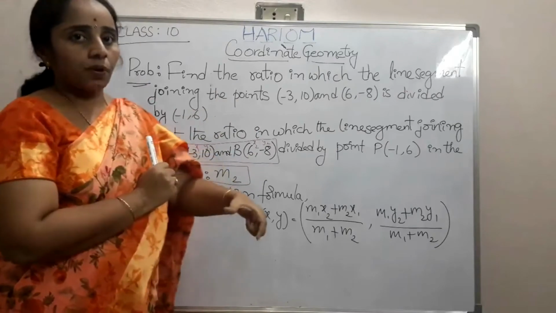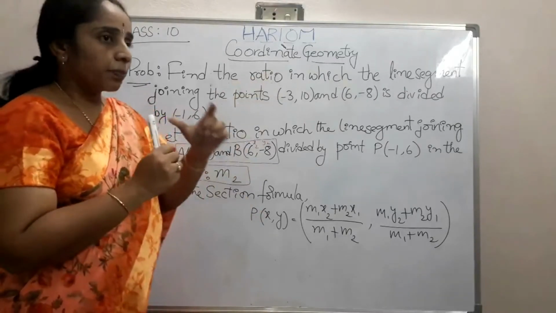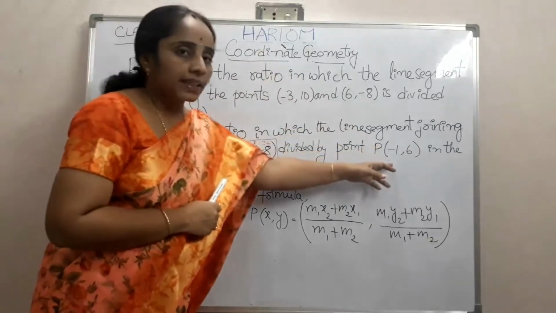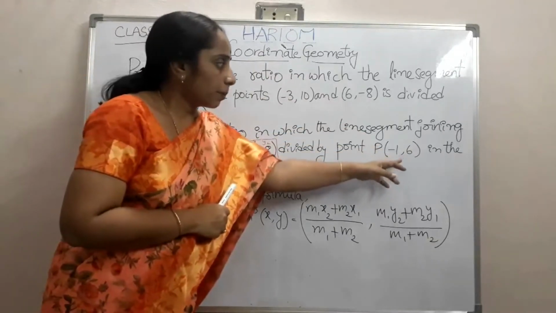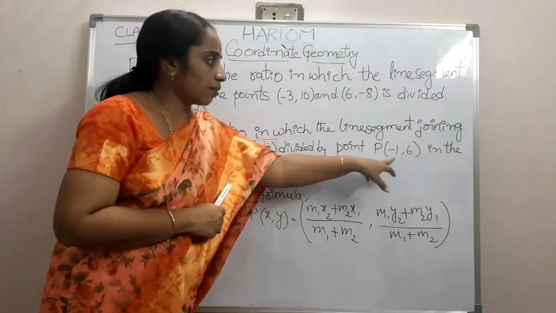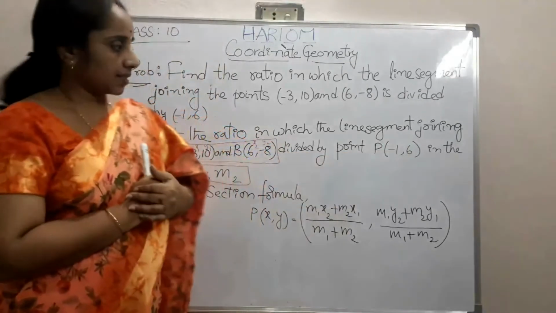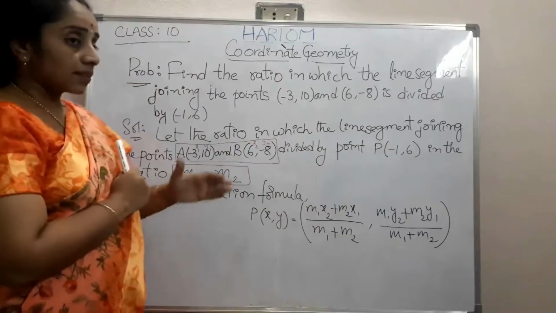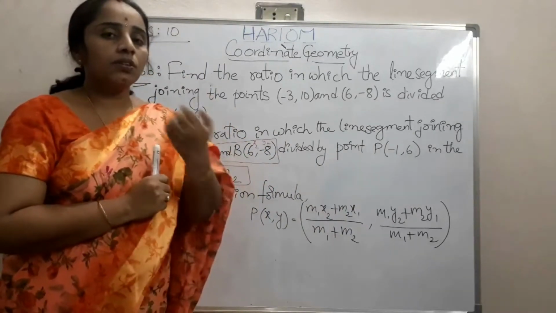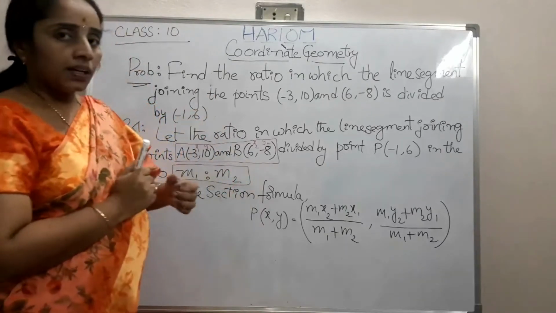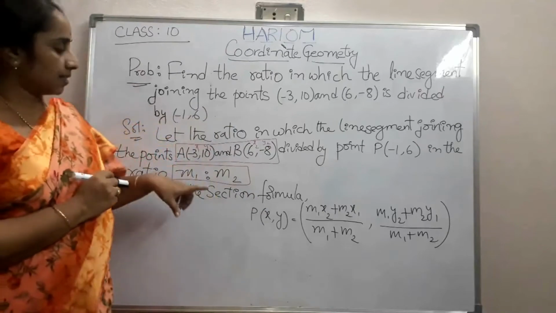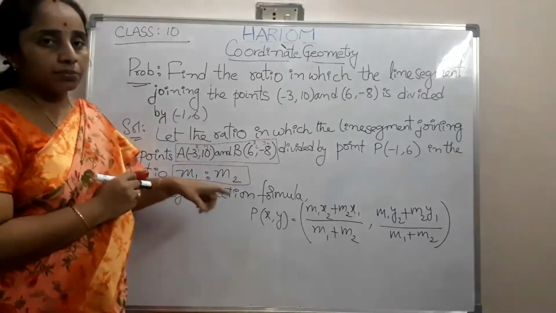Here in this problem, the point that is dividing the line segment is given as (-1, 6), and we named it as P (-1, 6). That specific ratio is what we are going to find now. Here I have assumed that ratio as m1 is to m2.